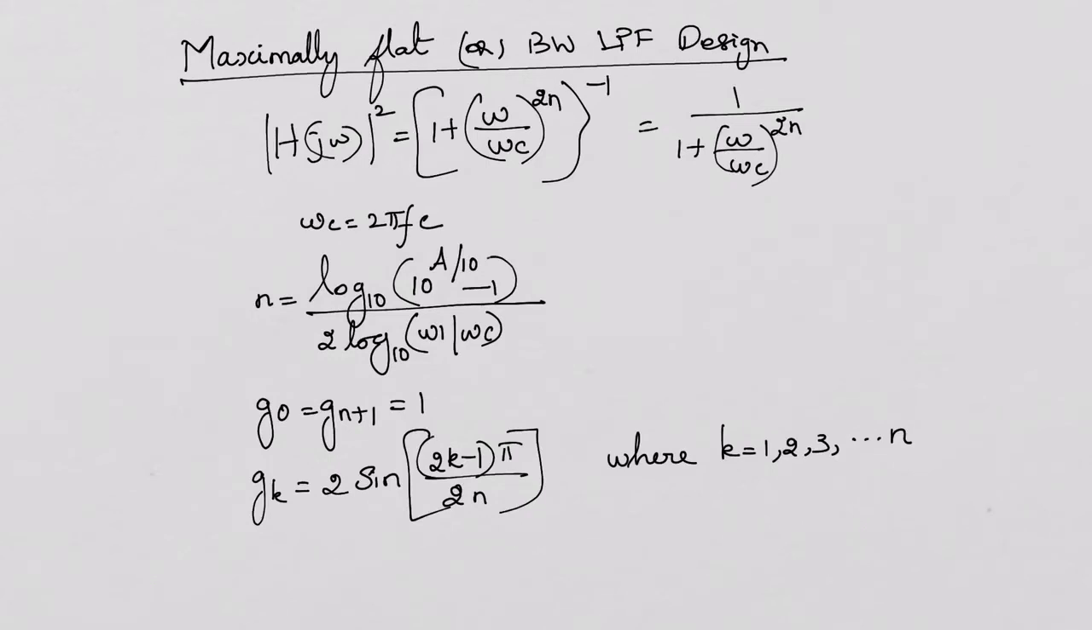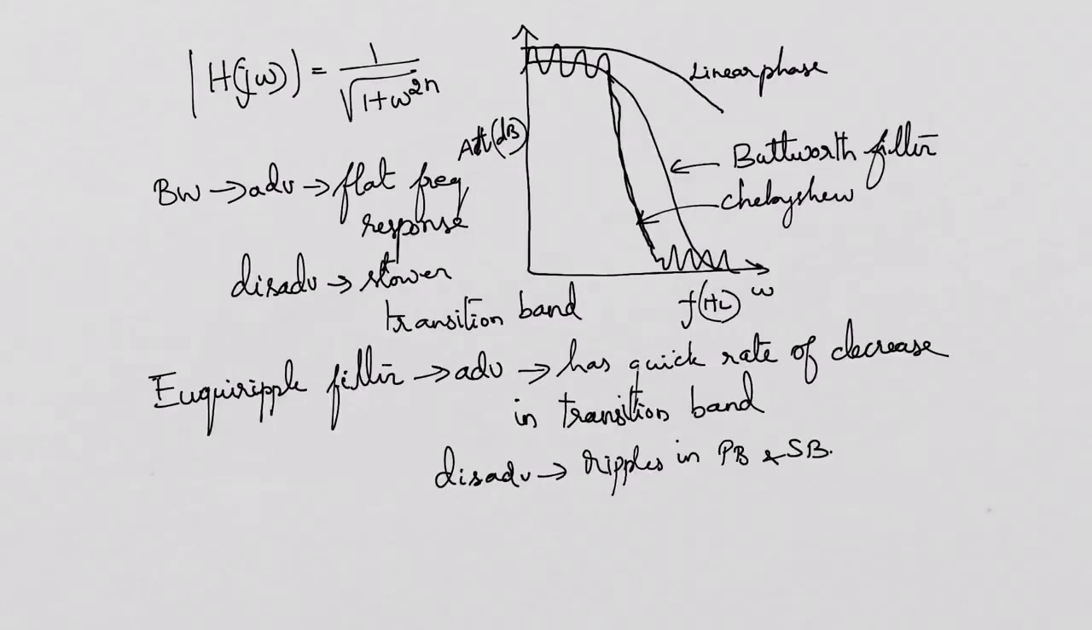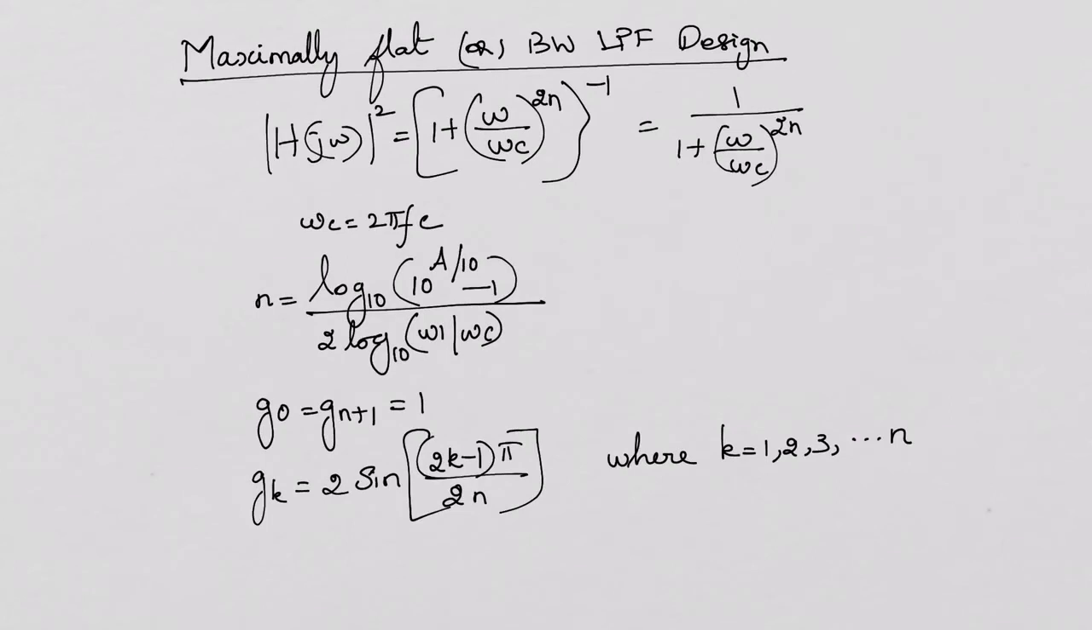From the order of the filter, we can design the parameters of the filter, because we have defined the elements of the filter in terms of the parameters G0, G1, G2 in the previous diagram. C1 is denoted by G1, L2 is G2, C3 equals G3, and the last is Gn plus 1. Similarly, in the next configuration also. So the components of the filters are defined with the G parameters, and we need to determine G0 to Gn plus 1.